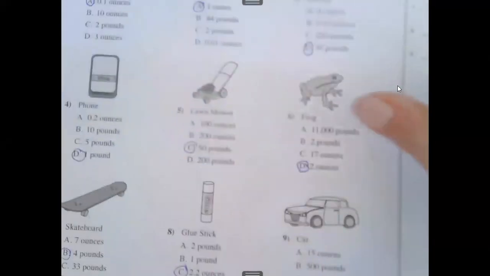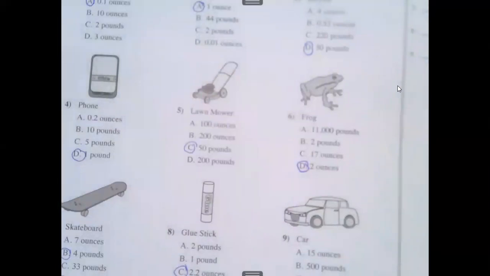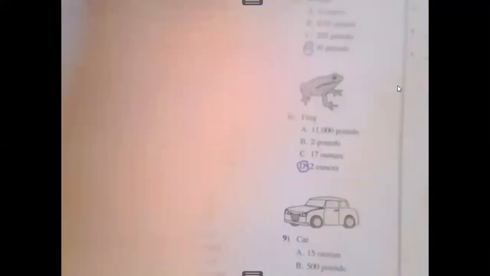There you have it. This is 14-3 units of weight. Today, boys and girls, all you're doing is just like what I just did. What is going to be the best estimate to measure these items?